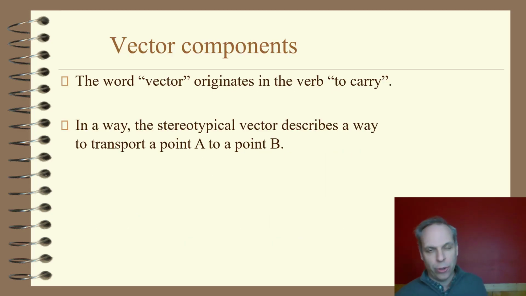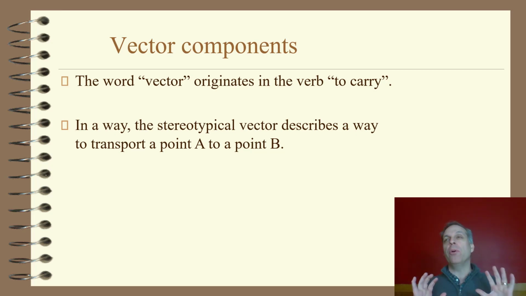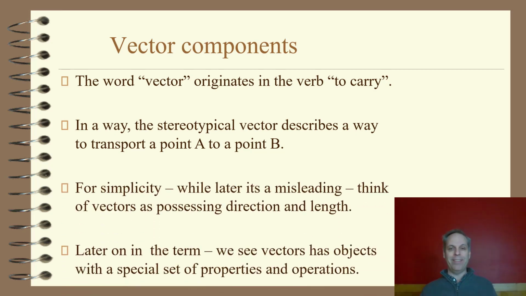But the word vector originates from a Latin verb, which is to carry. So a stereotypical vector is a way to transport a point A to a point B. Now, for simplicity, I want you to think of vectors as having two things, that they possess length and they possess direction. And for now, try to think of them as these arrows. This is misleading because later on in the term, we don't think of vectors this way.